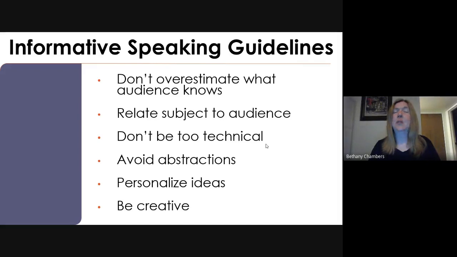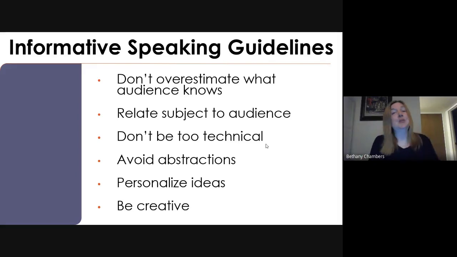You want to avoid abstractions, so don't do vague generalities. You want to definitely provide a very specific level of detail and dig in so that you're not just skimming the surface and confusing people.